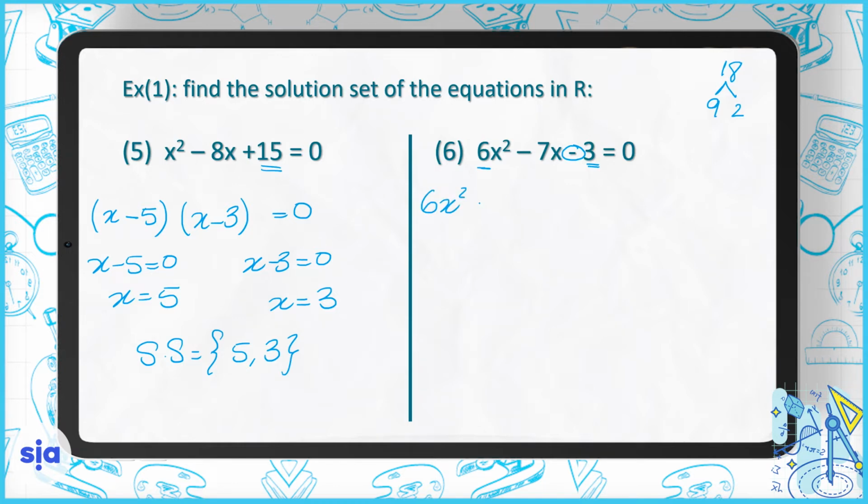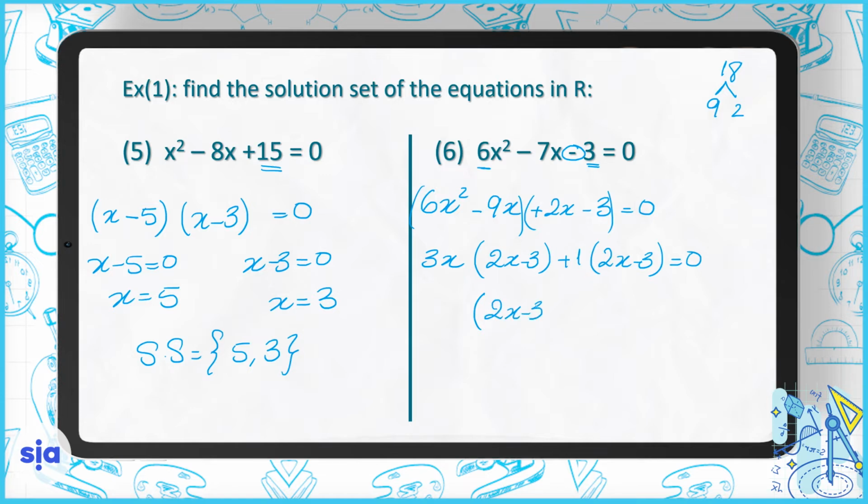So 6x squared minus 9x plus 2x minus 3 equals 0. So we take this as a group, same thing as we're doing in factorization. The common factor here is 3x, 2x minus 3, and here there is a 1 because the common factor is 1, 2x minus 3. The common bracket is the 2x minus 3, and the singles are the 3x plus 1.